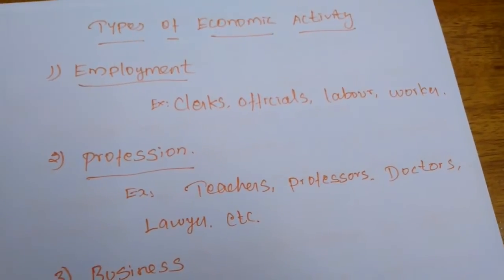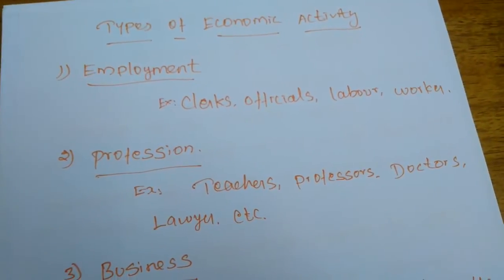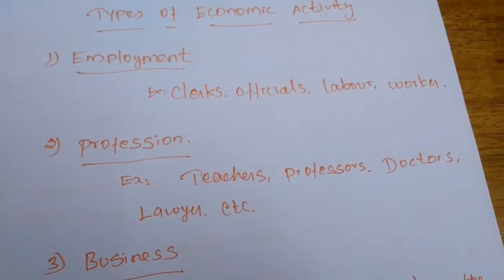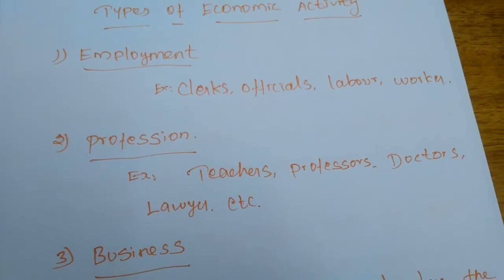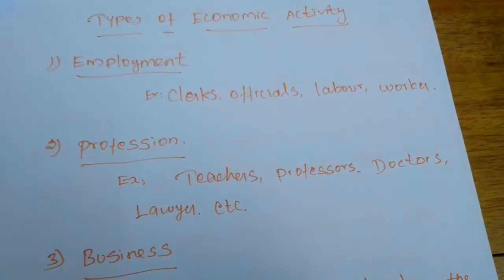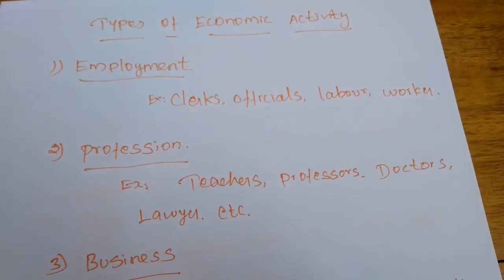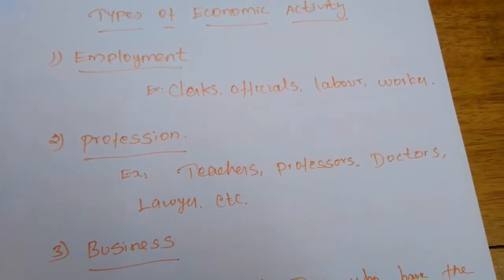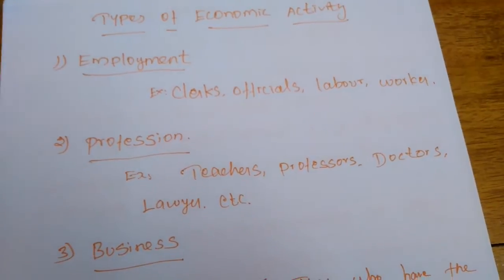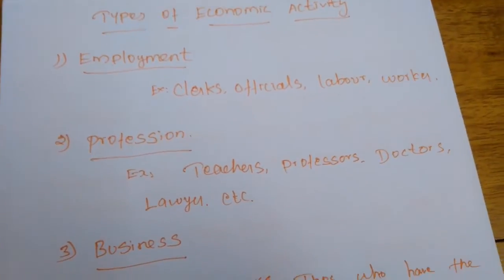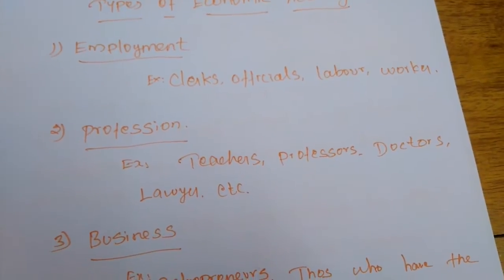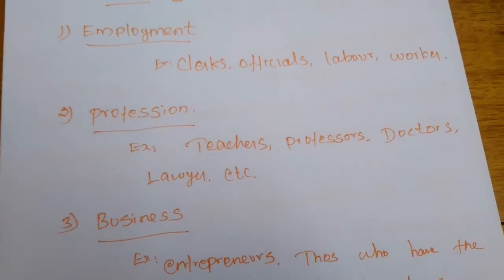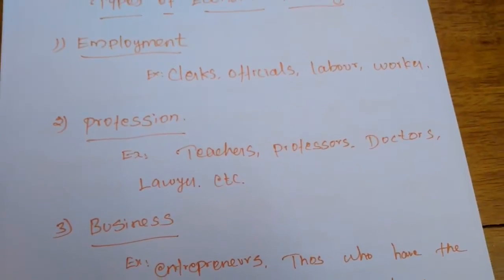So normally people engage themselves in such activities on a regular basis. Okay, and when they are doing some activities on a regular basis, we call these activities occupations. Okay, so the occupations will be classified into three different forms. First one is employment.